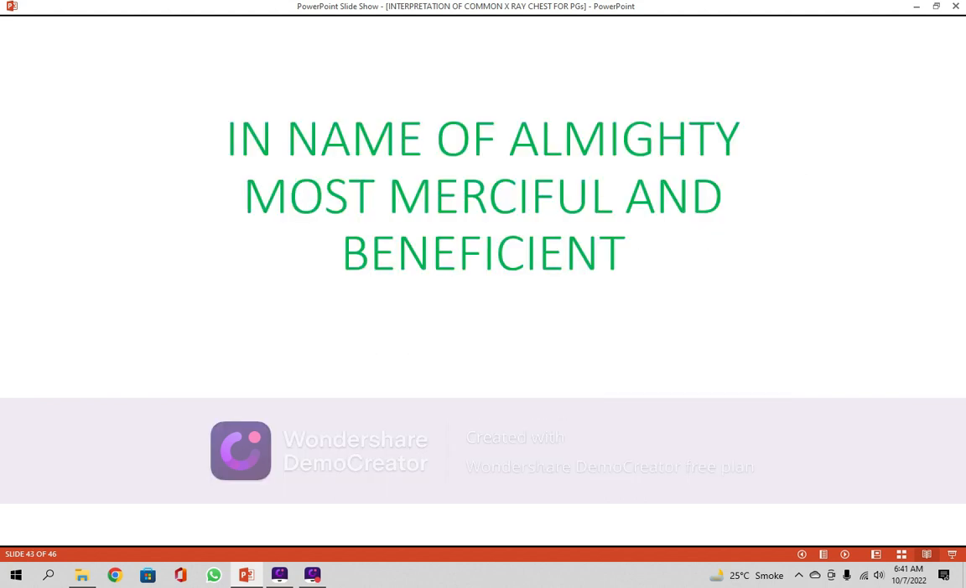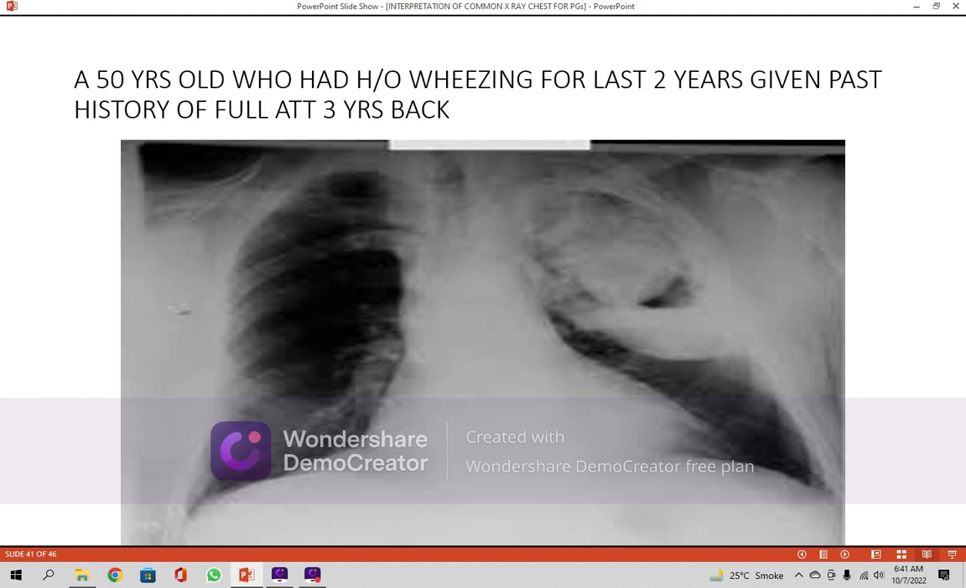And then we go for another X-ray, which is of a 50 year old who had a history of wheezing for the last 2 years, given the past history of full ATT 3 years back. The patient has taken anti-tuberculosis therapy 3 years back. Now he is complaining of wheezing, at 50 years old. It is not common bronchial asthma, but it is a refractory type of bronchial asthma.